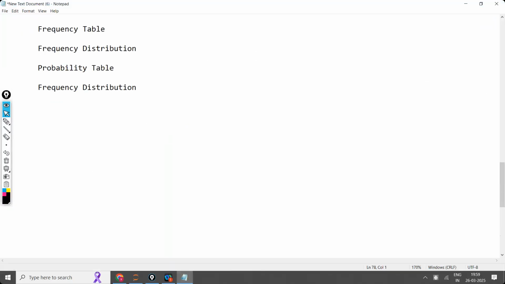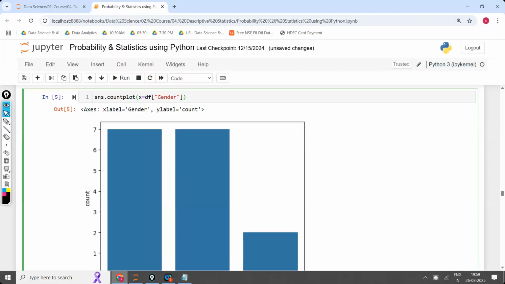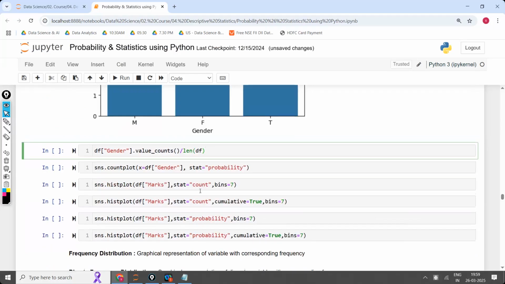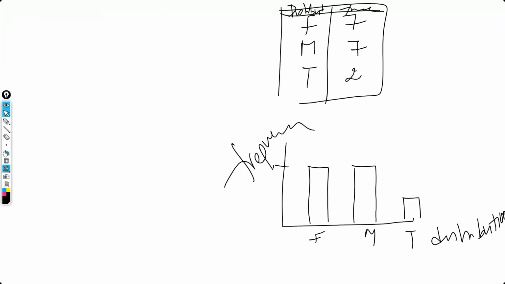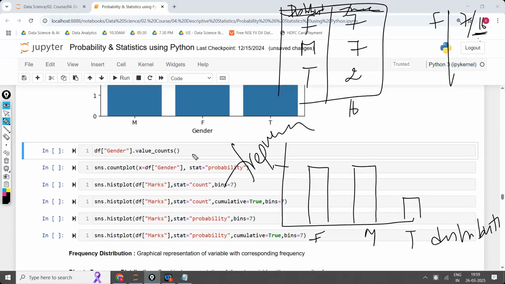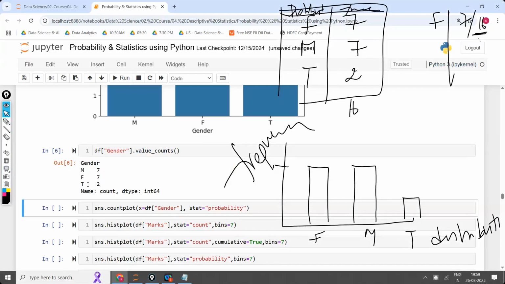Next, what is the next step I told you? After frequency distribution, what do you have to calculate? Probability. How to calculate the probability of an individual value? Tell me manually how you will calculate. If you have to do it manually, this is the frequency table. How are you going to calculate the probability for females? 7 by 16. You are dividing by the total. So same here with value counts. Value counts gives for each category the number of values: males are 7, females are 7, T's are 2. Now with what do I have to divide?